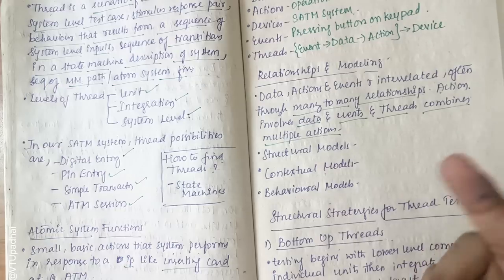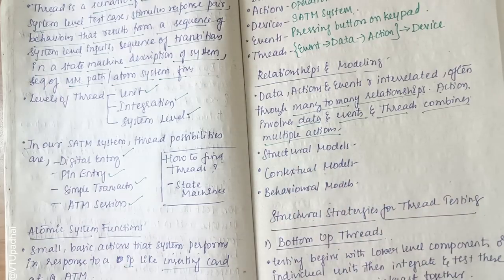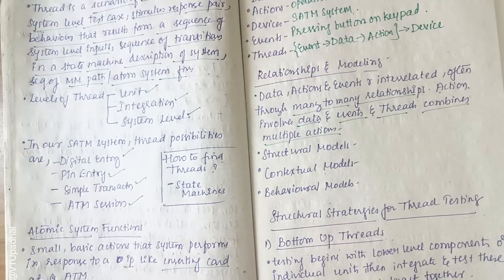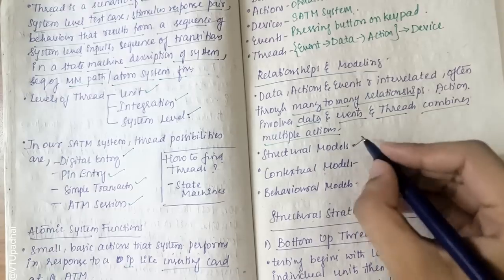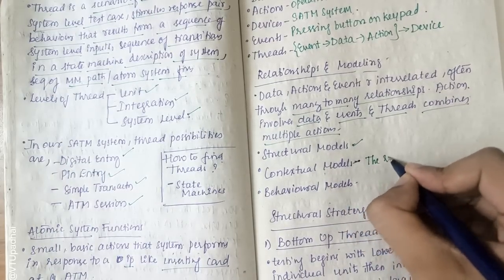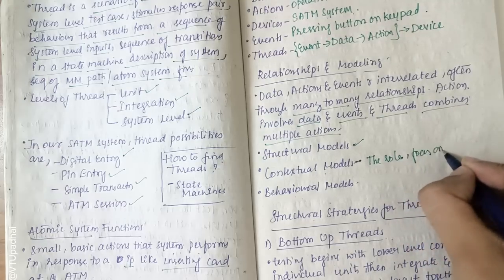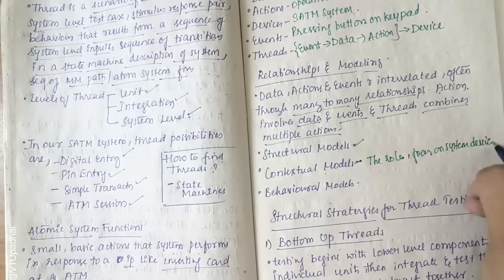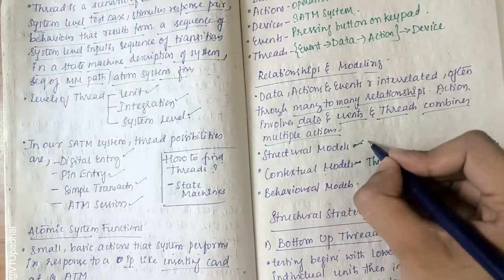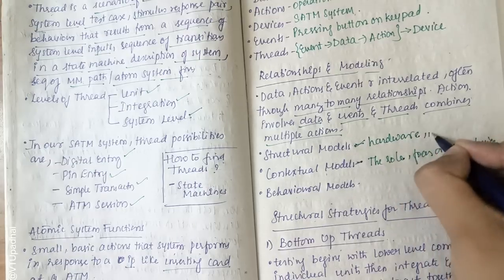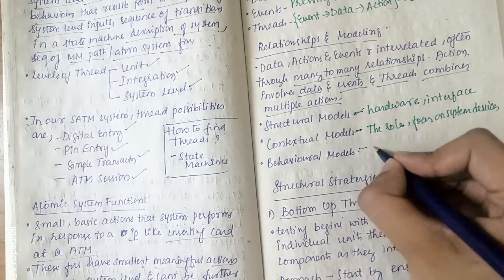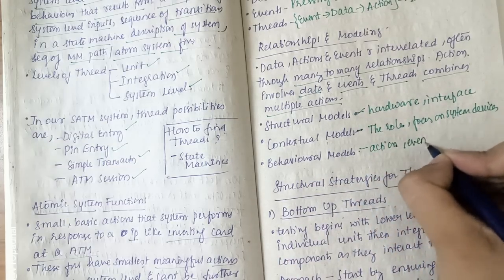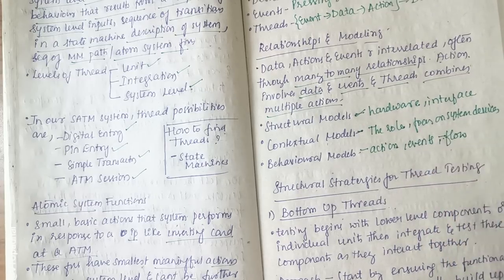First one is the structural model. Structural model, by definition, depends on the structure of the system or the model which we are considering. Then coming to the contextual model, here we focus on the role of system devices. And structural is about the hardware and the interface and all of that. Speaking of behavioral, it is about what actions are being performed, what the events are, how it will react, what the flow of execution is and all of that.